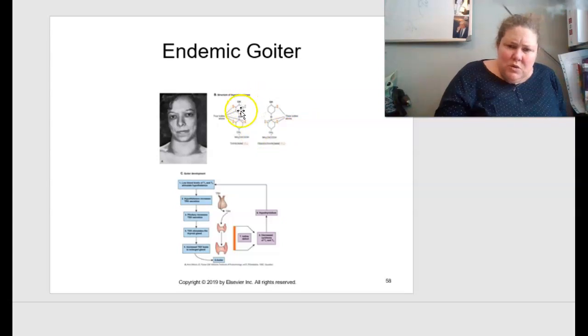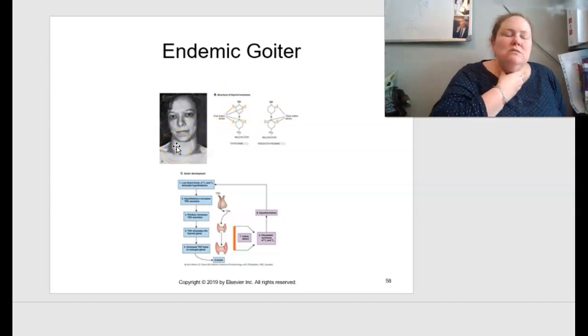And so this is showing you the structure of T4 next to the structure of T3. So basically, T3 is because you have 3 iodines, T4 is because you have 4 iodine atoms. The goiter is the enlargement of the neck here in front, okay?